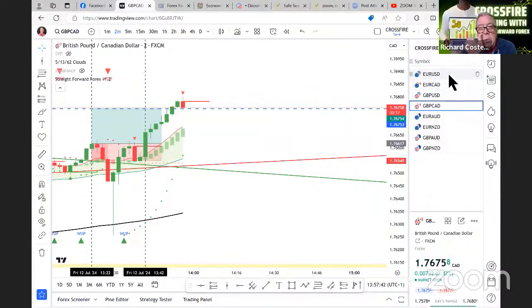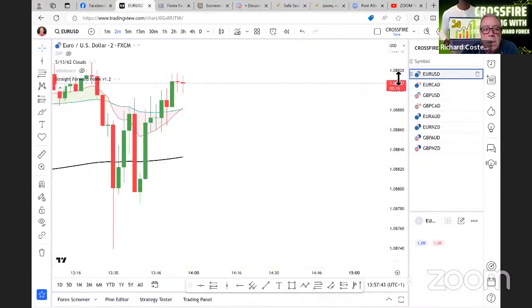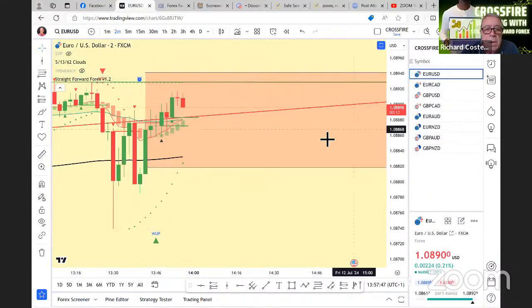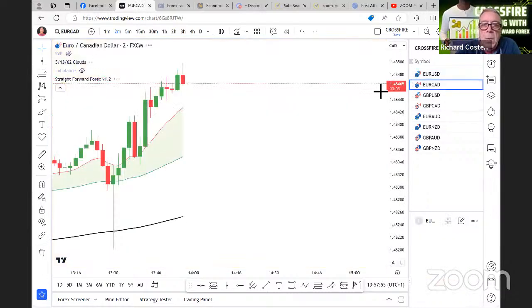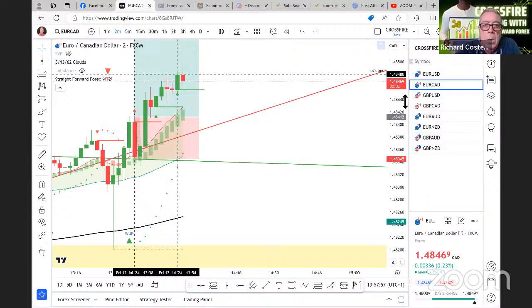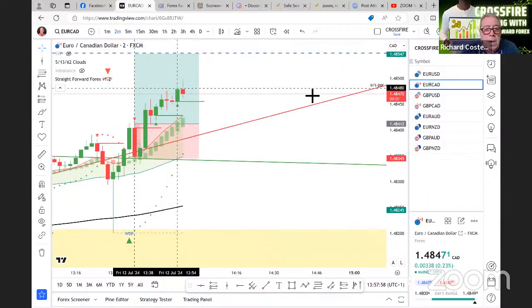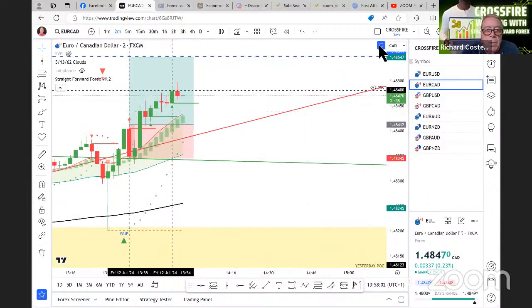Right, so I'm quickly going to go through them, see if I can spot anything else, and I'm going to call it a day. This still hasn't made its mind up to get out of the channel, so I'm waiting for an alert on that one. I'm still expecting this one to go north.